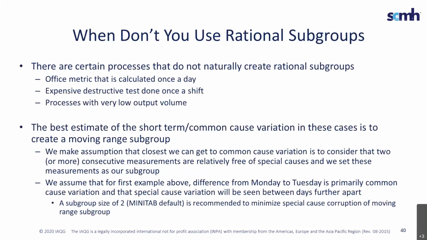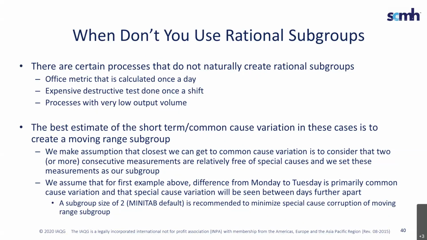All right. Now, it would be great if we could always use rational subgroups, those 3 to 5, but you know, you have very small lots and very small processes, and you're only making one a day, a week, or a month. That lends itself to not having a natural subgroup. Office metrics many times are only calculated once a day. Destructive testing, that's only once a day. And as I mentioned, very low output volumes. It's okay. You don't need them.